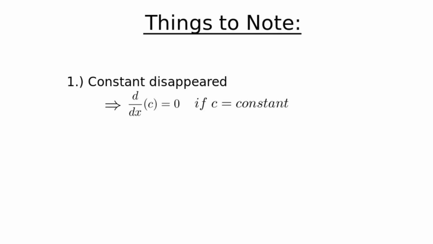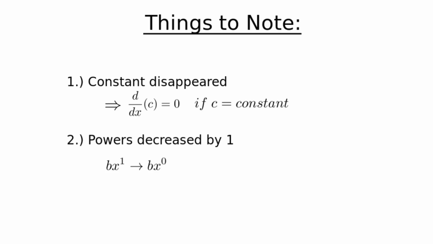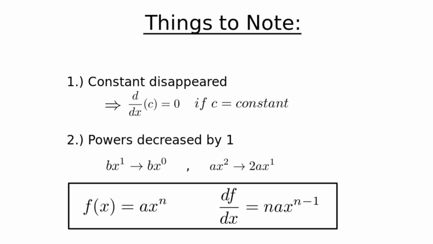Furthermore, we can see that our powers in x decreased by 1. bx to the first became bx to the 0, and ax squared became 2ax to the first. This is no coincidence and is in fact true for any polynomial. If we have an nth order polynomial given by f of x is equal to ax to the n, the derivative will be given by df dx is equal to nax to the n minus 1.